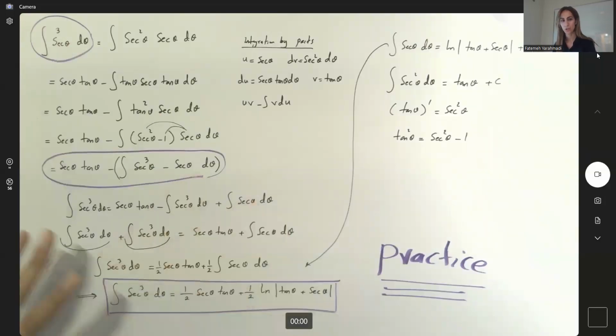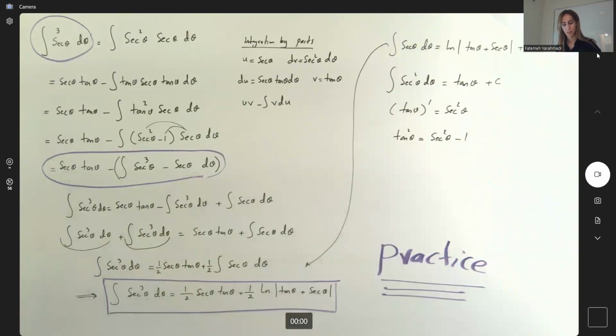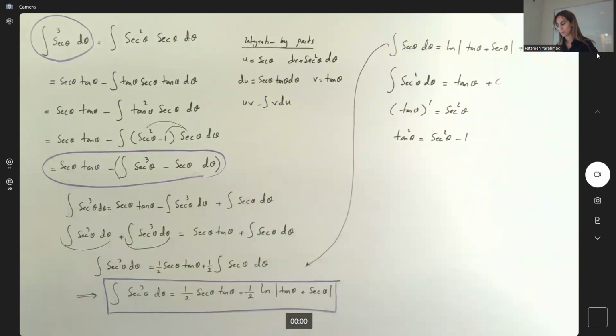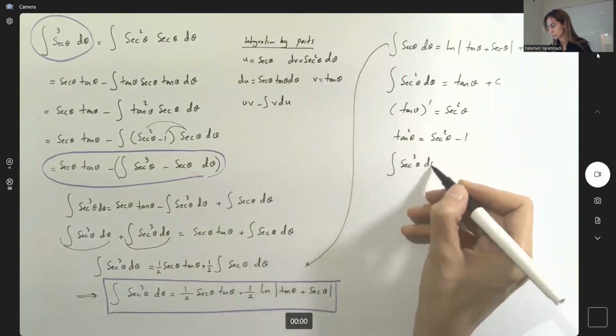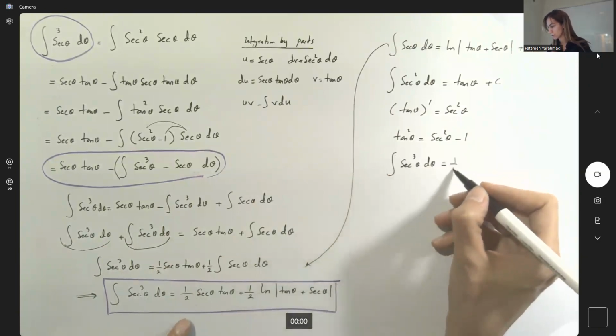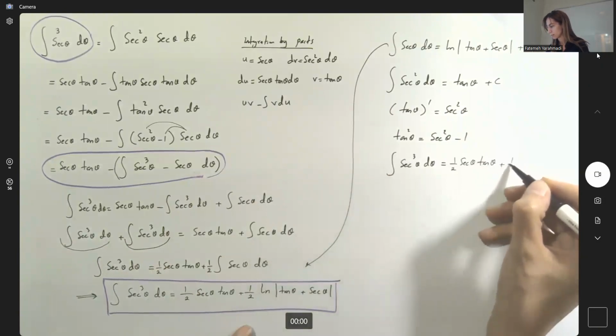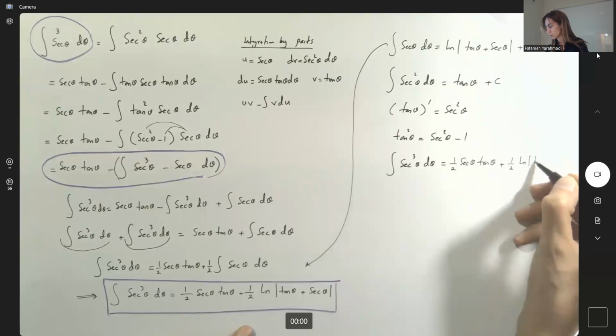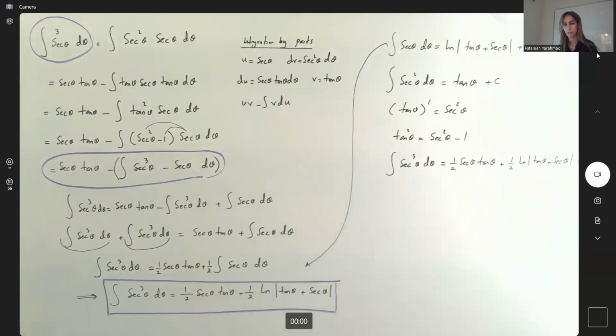Very good. So I just showed you how to find the integral of secant to the third. What's the use of it? So I'm going to write this here and show you why we need these types of integrals. The integral of secant to the third theta d theta, as you can see, is a half secant theta times tangent theta plus a half ln of absolute value of tangent theta plus secant theta plus constant of integration. So keep this in mind.